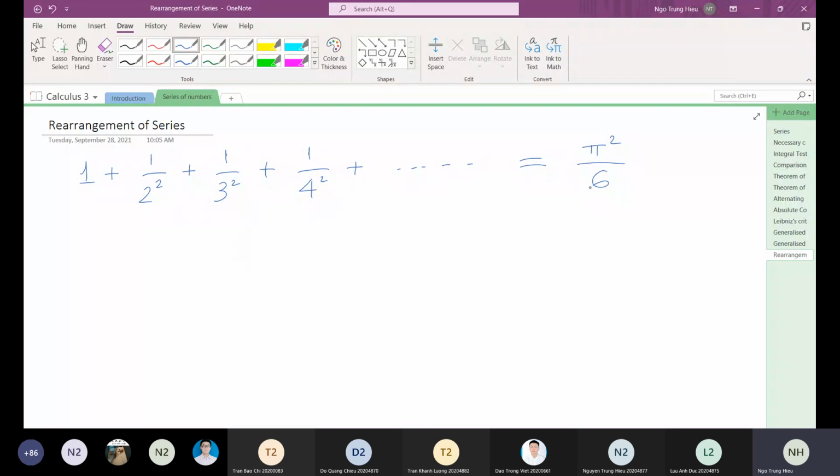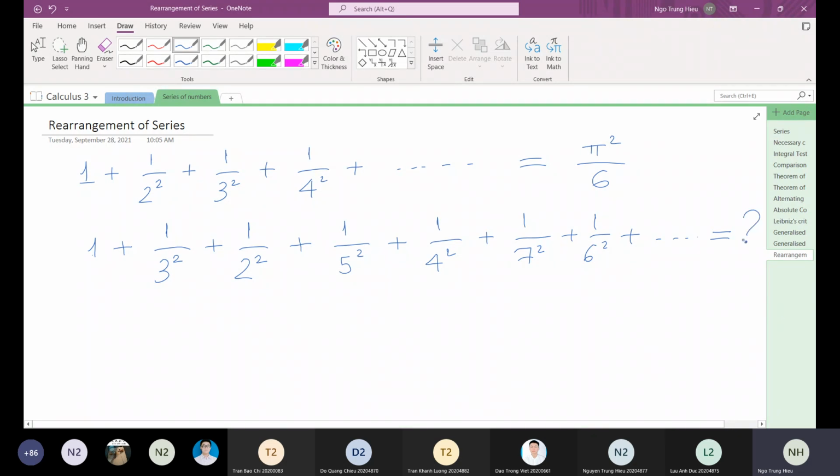So how about if we take 1 plus 1 over 3 squared plus 1 over 2 squared, like instead of adding like previously, we rearrange the terms, plus 1 over 5 squared plus 1 over 4 squared, plus 1 over 7 squared plus 1 over 6 squared. What is it equal to? Can anyone know? So we rearrange the terms, and we ask what is it equal to?